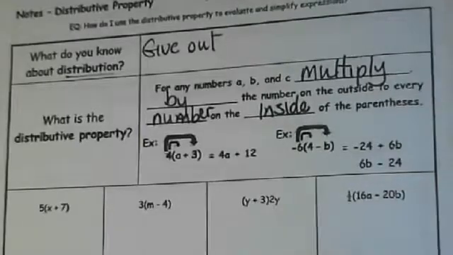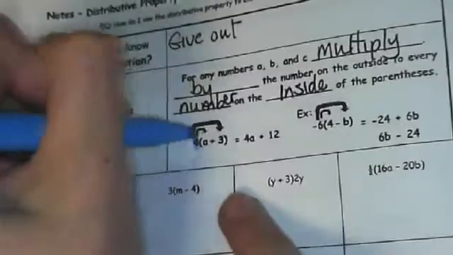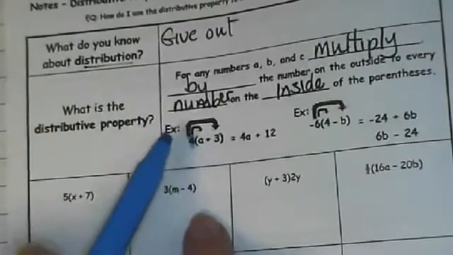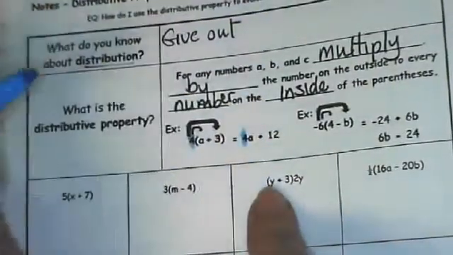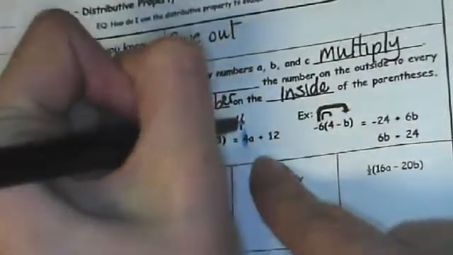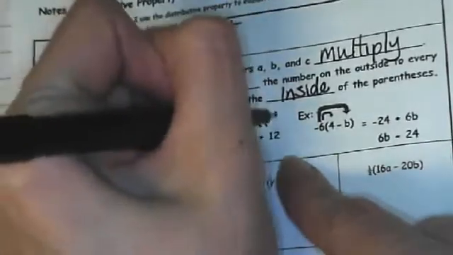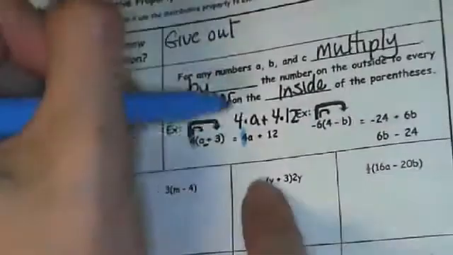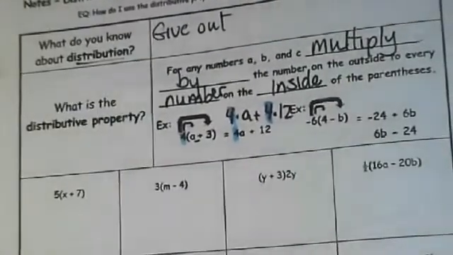So for example, the 4, okay, is outside my parentheses. So that means it's going to be multiplied by the A, and it's also going to be multiplied by the 3. So 4, as you can see, is going to be, if I rewrite this, the 4 times the A plus the 4 times the 3. And I just simplified it. So the 4 is written twice. Okay? Whatever is outside that parentheses is written twice.